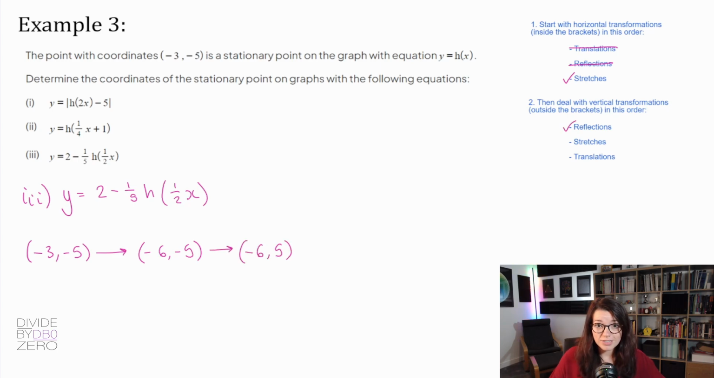We also have a stretch vertically, scale factor of a fifth, minus 6, 1. And finally, there is also a vertical translation with that plus 2 on the end. So we want to move the stationary point up by 2, means our final answer will be minus 6, 3. That deals with that, and we're done.